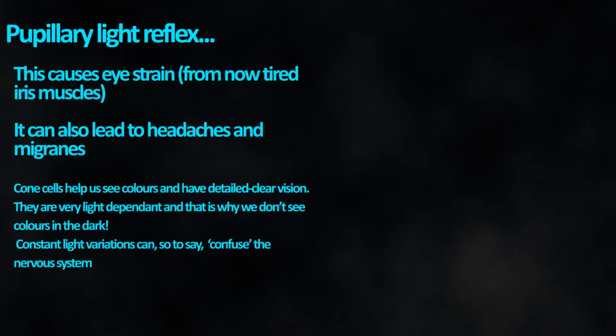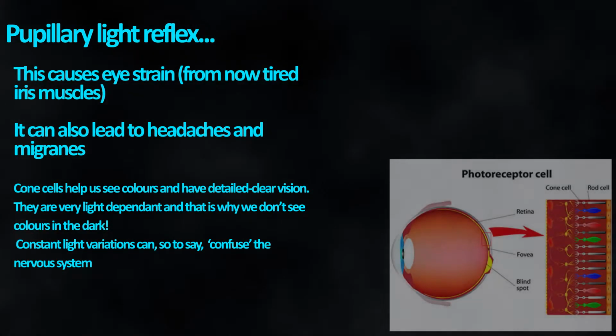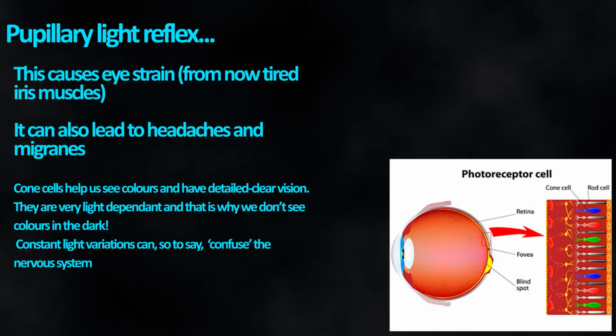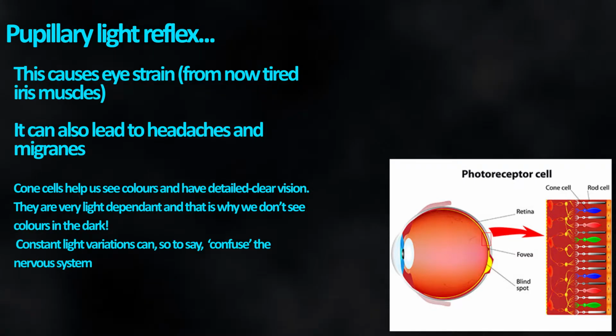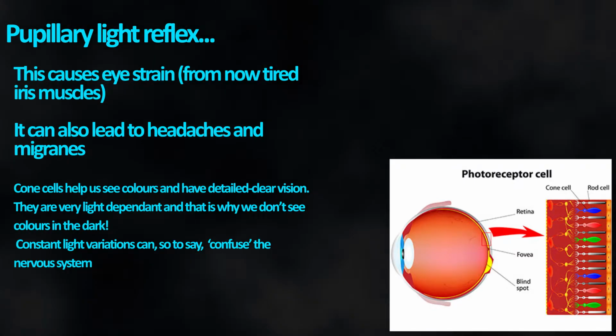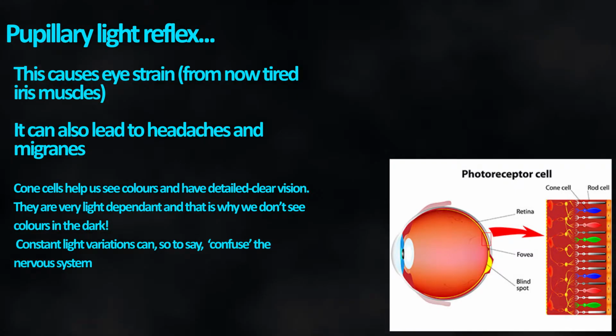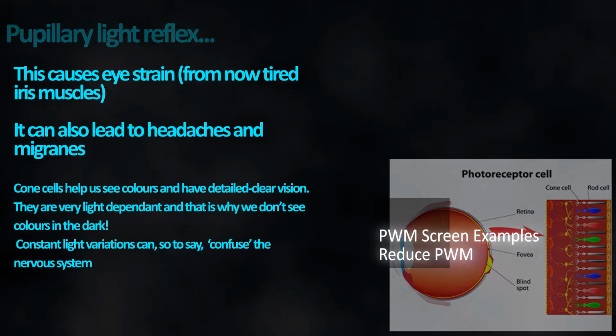This can cause eye strain, which is caused by the iris muscles, and possibly headaches and migraines, because light is needed to activate the cone cells, which in turn help us have a clearer image, and the constant modification of input light might confuse the brain.